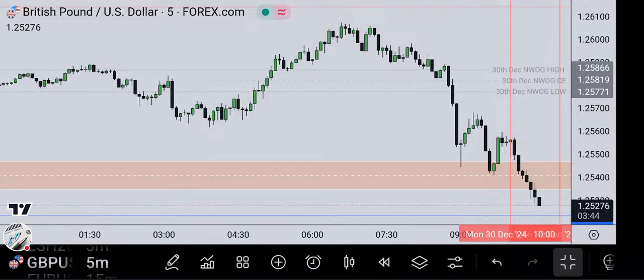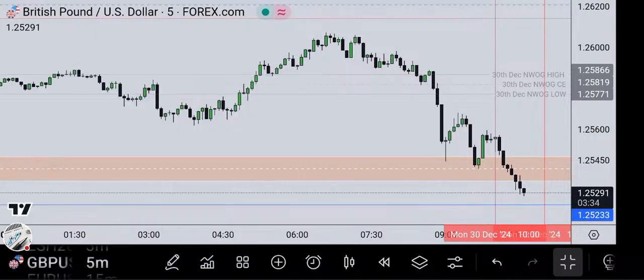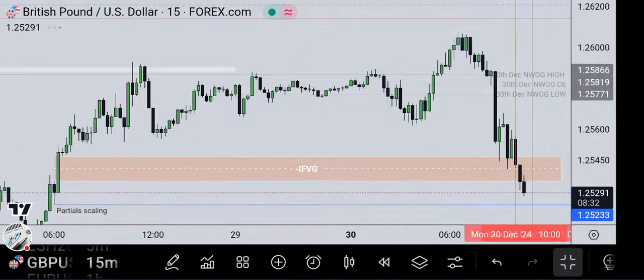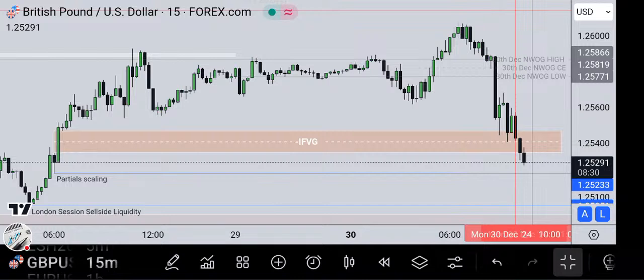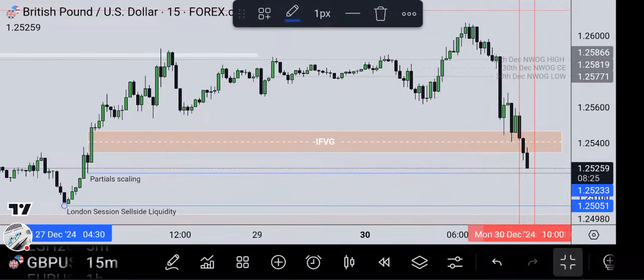So I want to see price expand to what? To the level I told you, which is 1.25233. So that's a level for partial scaling, and at that level I'll be closing the stream once it gets there. I want to just stay up until there. But eventually the draw on liquidity is the London session sell side liquidity. So that's the draw on liquidity. So scale out partials there.